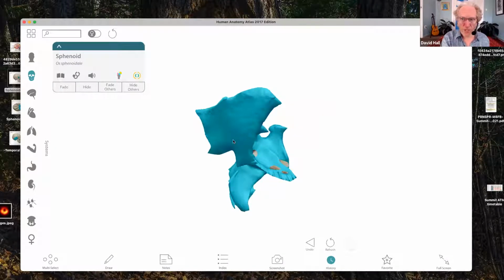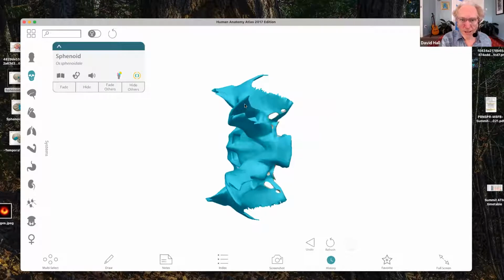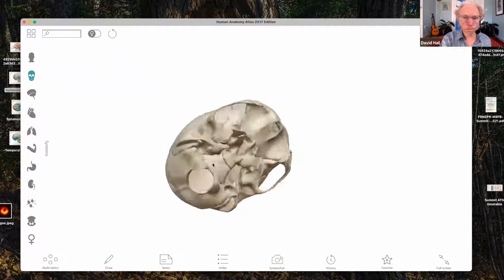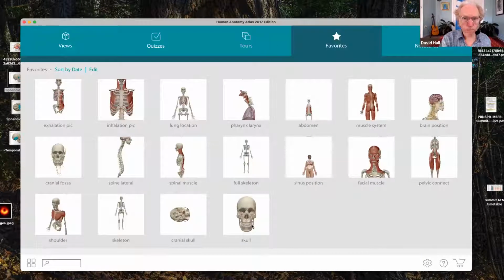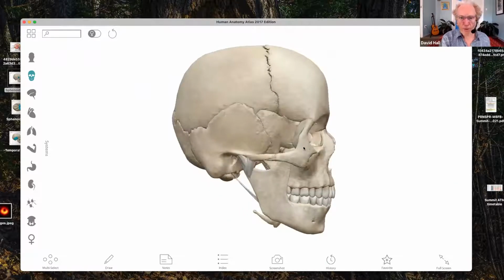This is looking from the side. And this is from below. That's the back wall of the nose that comes down and becomes the throat. Now, let's get the whole skull. So look at that bone there.